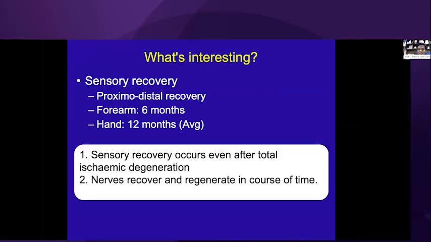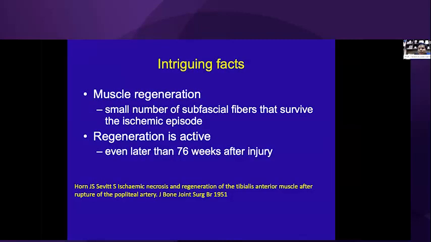Interestingly, they found sensory recovery was possible in the hand at 12 months and in the forearm at 6 months. So no surgery, no intervention. They found that sensory recovery is possible even in these patients, meaning that nerves can regenerate and recover in the course of time. Also, we know from the literature that even the smallest number of surviving muscle can regenerate as late as 76 weeks after injury.